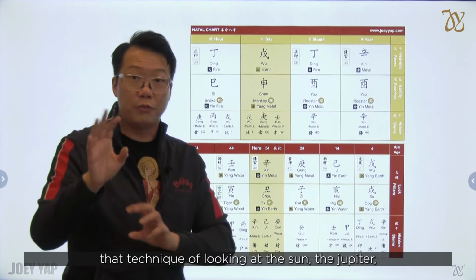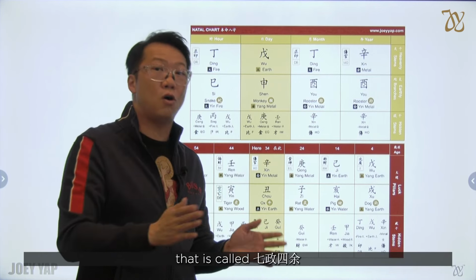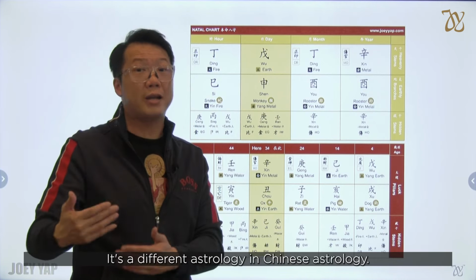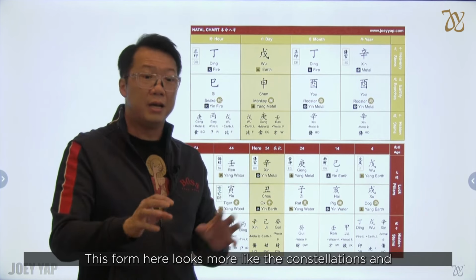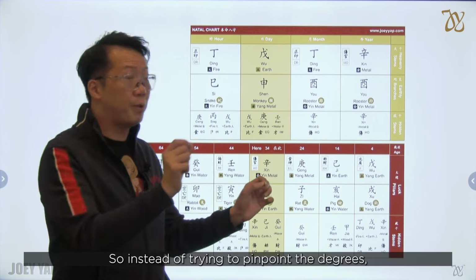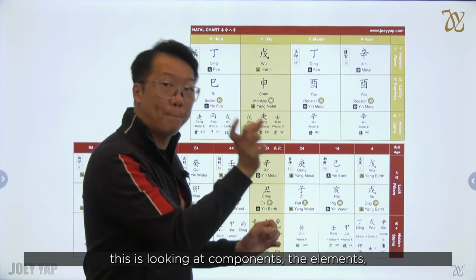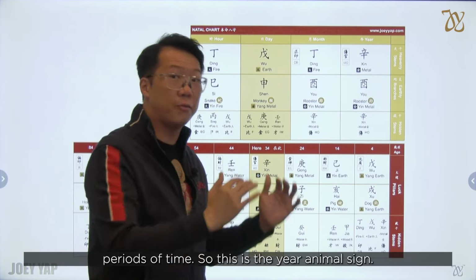That technique of looking at the sun, Jupiter, Saturn, and all the other planets is called 测经星. It's a different astrology in Chinese astrology. This form here looks more like the constellations and the 5 moving planets, which are the 5 elements. So instead of trying to pinpoint the degrees, this is looking at components, the elements, and the strength of certain elements at different periods of time.